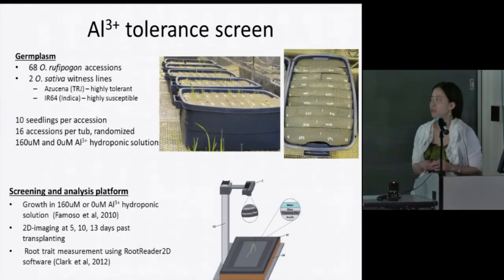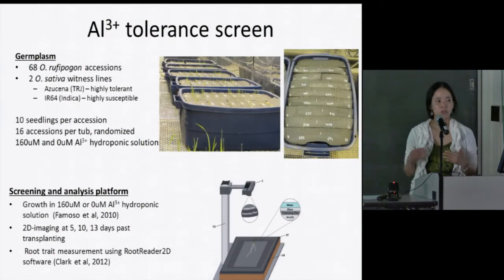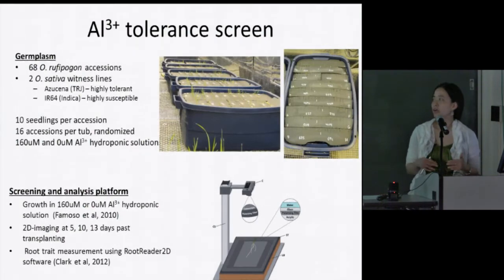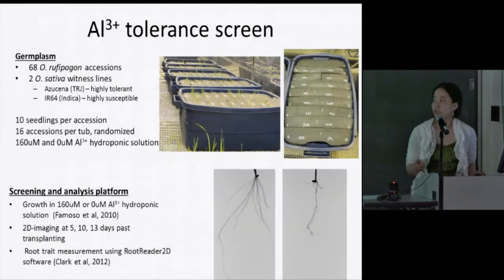So we conducted an aluminum tolerance screen on a subset of 68 rufipogon lines. And this was done with both Juan David and myself working together to analyze these lines using a screening and analysis platform developed by Adam Famoso, a former student in our lab, and Randy Clark, former student in Leon Kochian's lab. So we basically looked at the 68 rufipogon lines and sativa check lines and did 10 reps, 10 seedlings of each accession in either a 160 micromolar aluminum hydroponic solution or a 0 micromolar aluminum solution.